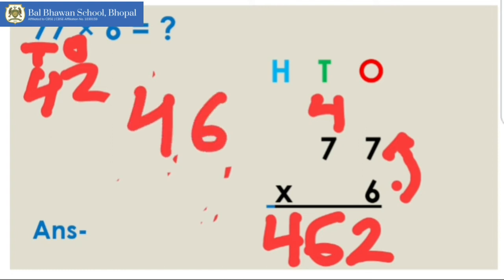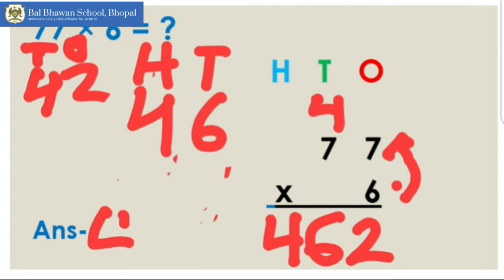So in 46, this 6 is at tens place and this 4 is at hundreds place. So this 6 will be written under tens place as ma'am has written here, and 4 will be written under hundreds place. So what is the answer? Answer is 462. Okay. So how many candies are there in 6 jars? 462 candies. So this way you have to do this.